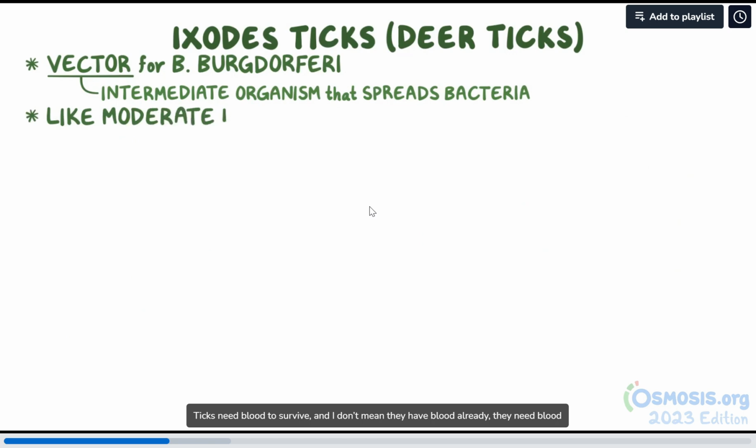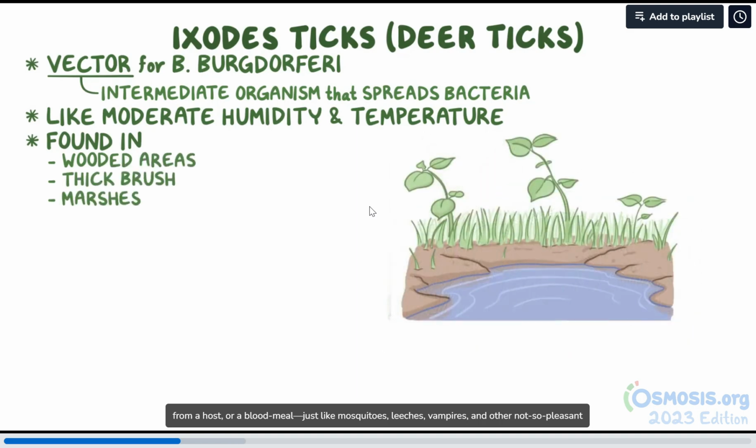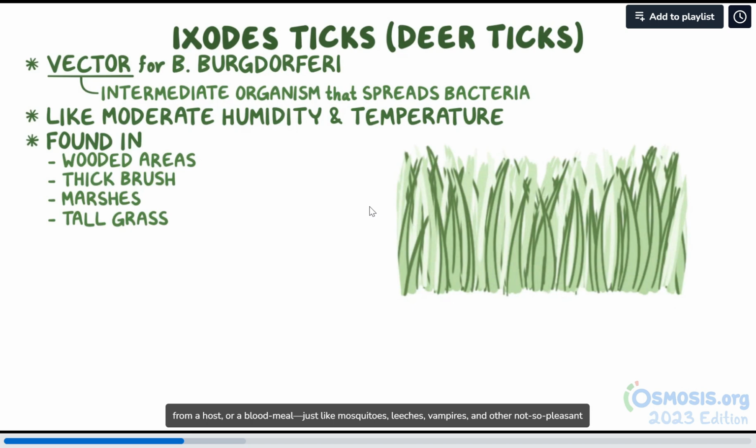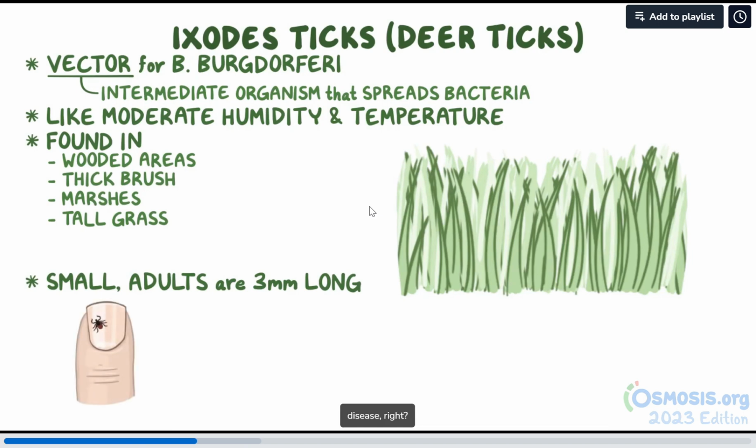Ticks like environments with moderate humidity and temperature, so they're often found in wooded areas, thick brush, marshes, and tall grass. These ticks are small, and even adults are only about 3 millimeters long, so they can be hard to notice.